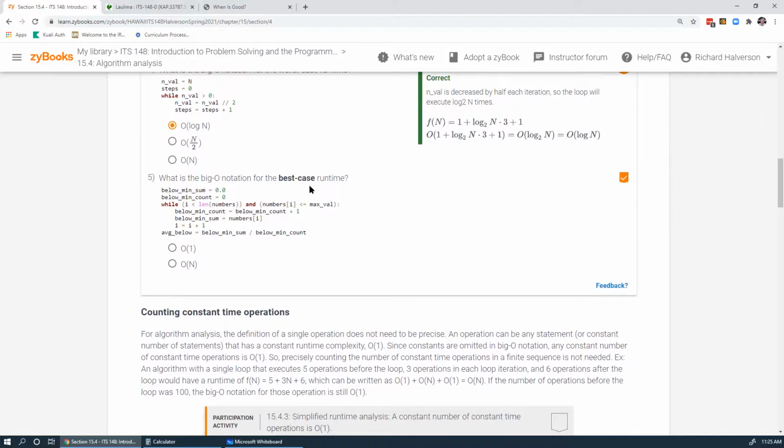All right, what's the big O for the best case? Okay, this is best case. So this executes once, this executes once, and this fails. This doesn't get executed at all, and then this executes. So this.